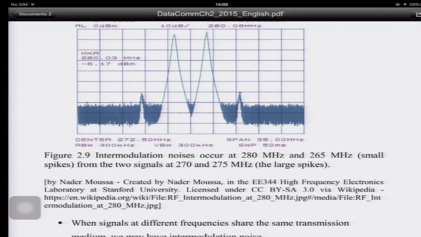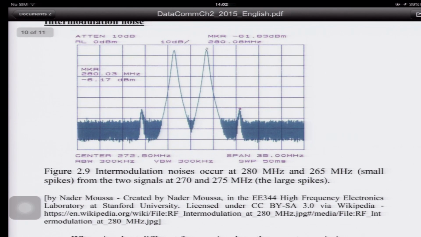From this figure, you send the signal at 270 megahertz and 275 megahertz. These are the last two peaks, the signals you actually want to send. And you will get intermodulation noise at 280 and 265. So you can see the small spikes that show up on both sides of this.